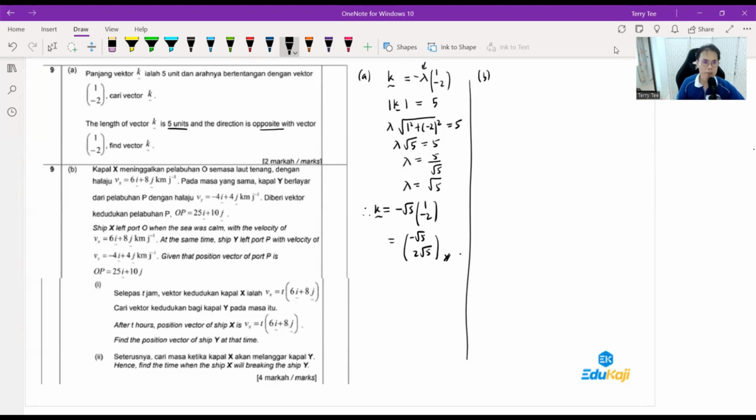So here we have a ship X, right? It left port O when the sea was calm. The velocity is given by this. And at the same time, ship Y leaves port B with the velocity of that. Position vector OP is given. Okay, now, first of all, I need to explain the idea because some of you may not have seen this before.